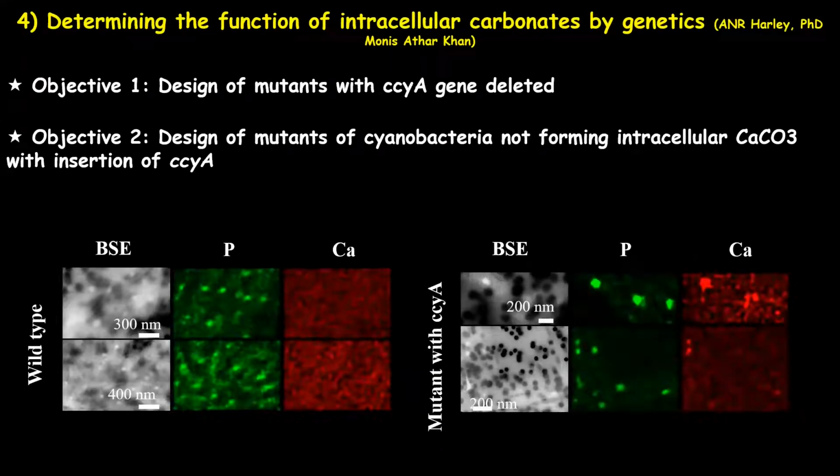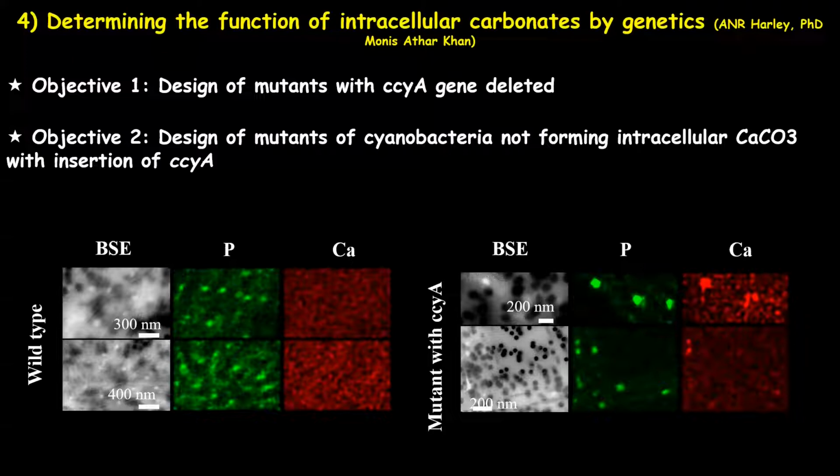I'll skip that. Another thing we can do is that in those bacteria having calcianine, we can delete the gene. This is what is called genetics, and try to see what happens when you delete the gene. This is very trivial, the way it says. We have already one PhD student who managed to not delete the gene in those bacteria, but insert the gene in cyanobacteria not forming intracellular carbonate. And she could show that those mutants were accumulating more calcium than the wild type.